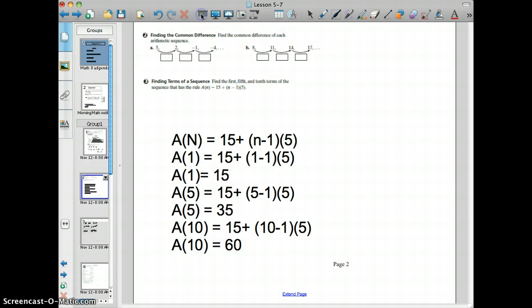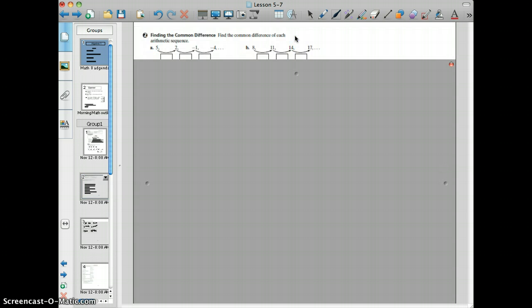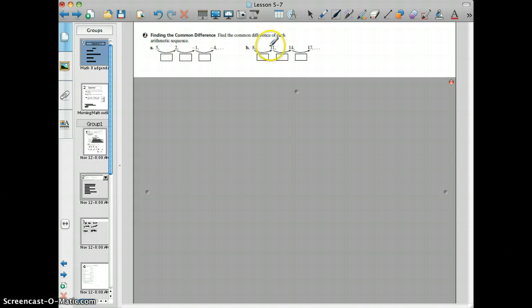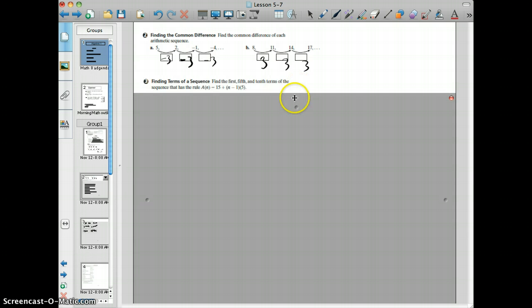Okay, so here we have an arithmetic sequence. We're finding the common difference here first, and then we can write arithmetic sequences from that. Notice our first term here is 5, and what's happening is we are going down by 3 each time. So we can see that common difference as a minus 3. Notice in B, we're going up by 3 each time. So our common difference is a positive 3.